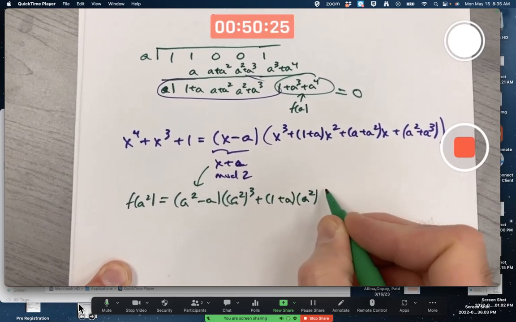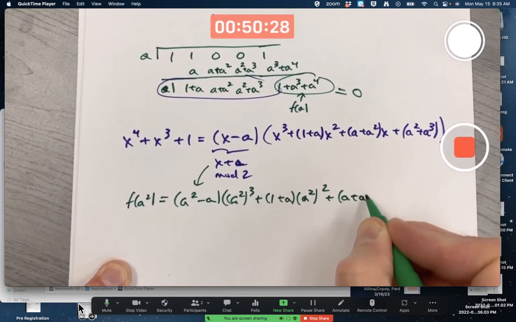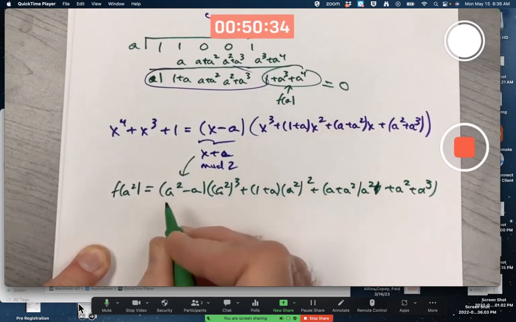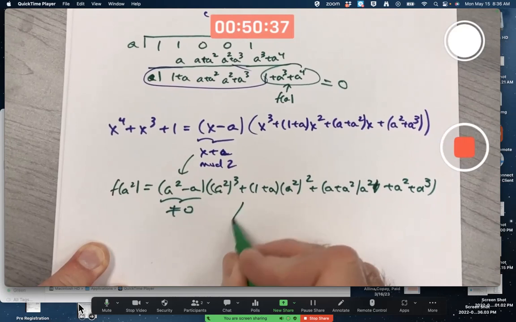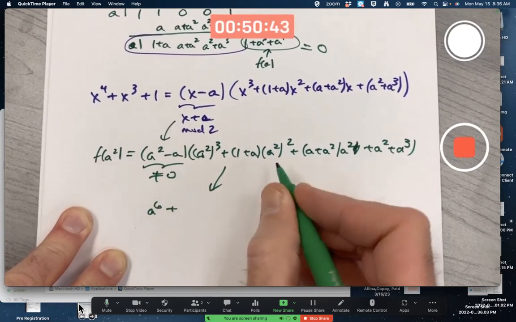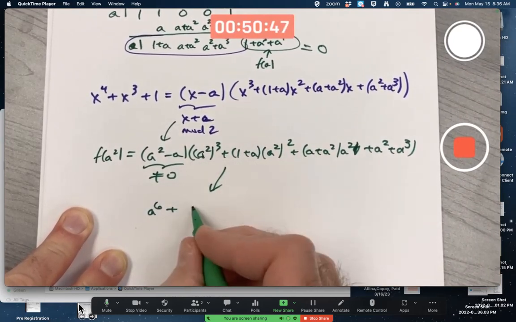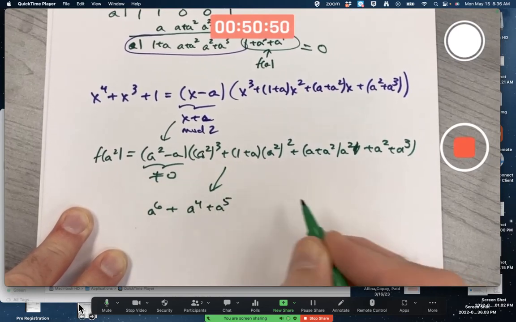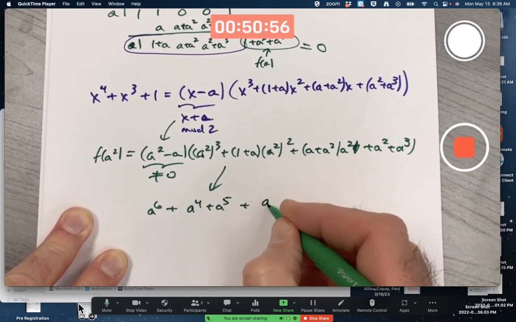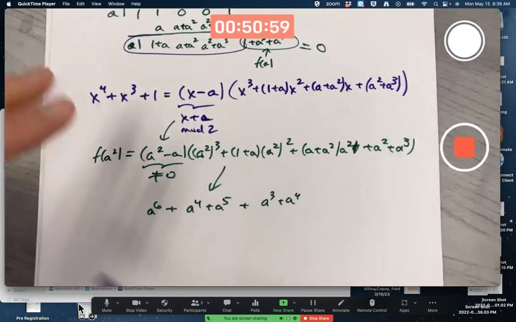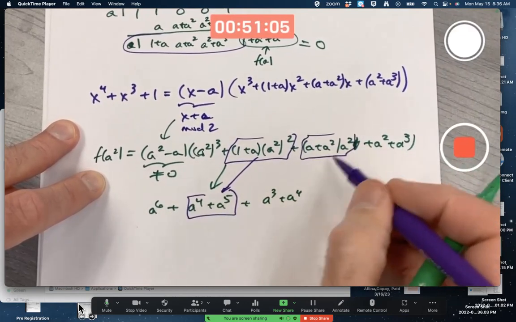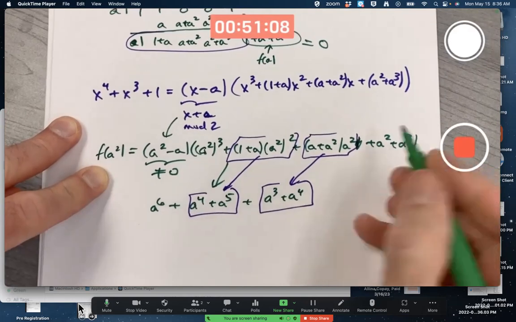Most likely, since I'm using a different example, this may not work, but let's just see what happens. Again, that's not 0, so I won't bother simplifying that part. What's this part? A squared cubed is a to the 6th. A squared squared is a to the 4th, times that is going to be a to the 4th plus a to the 5th. Here I've got a squared times that, so that's a cubed plus a to the 4th. For emphasis, this is going to this part here, this is going to this part here. And then I've got a squared plus a cubed.